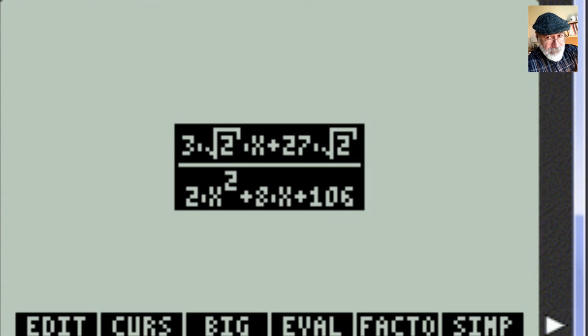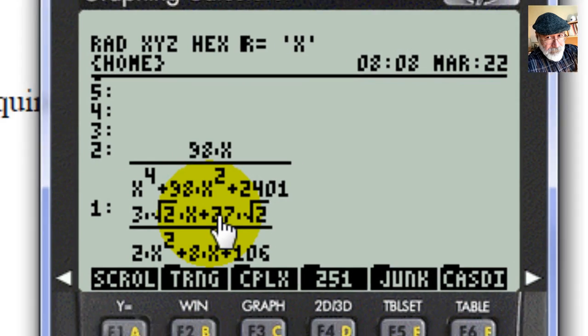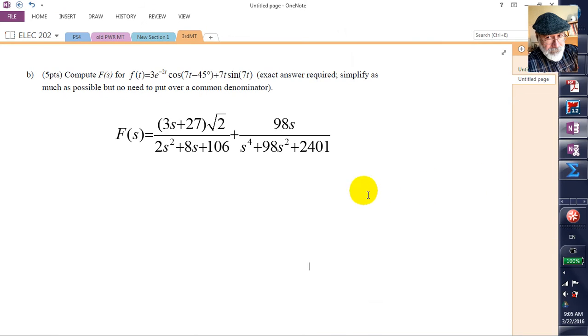Maybe, yes, it did simplify them, and we have now only 2 terms that we can copy down to the paper. Let me copy them down to the paper. And that is the solution to this part B of question 1 of the 3rd midterm for only 5 marks. But still, marks are marks. Let's move on.